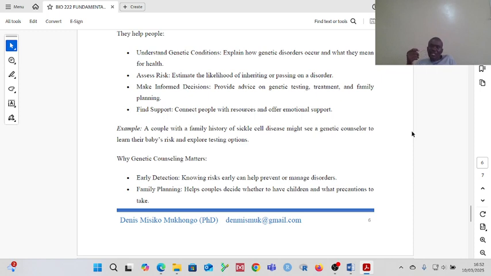It is important because one, it helps with early detection. Okay? And when you know the risks early, then you can help either to prevent or to manage the disorder. Then genetic counseling also helps with family planning. When a couple has been counseled, then they might decide either to have children or to stop having children.